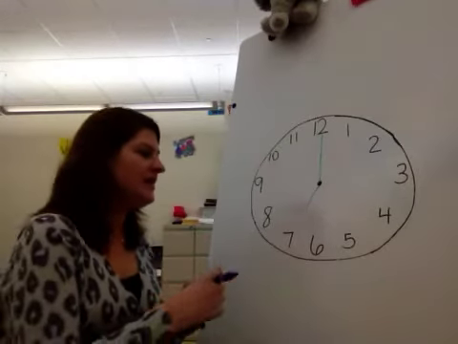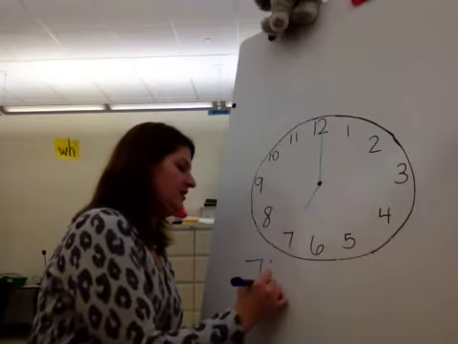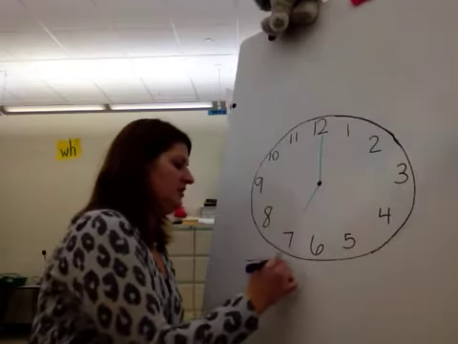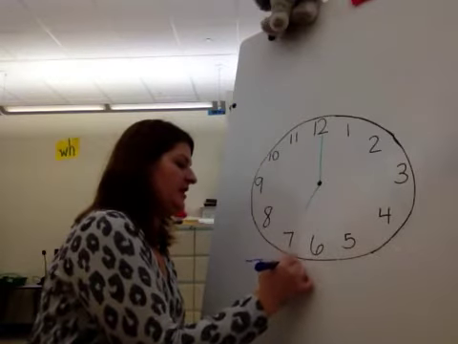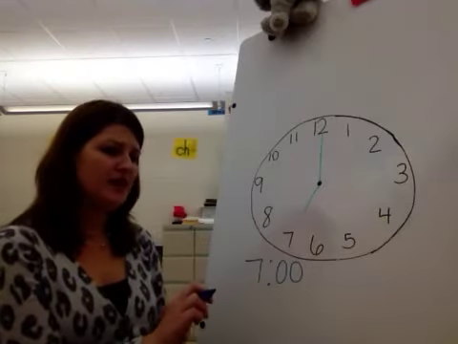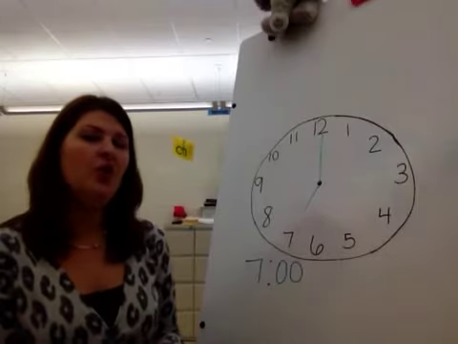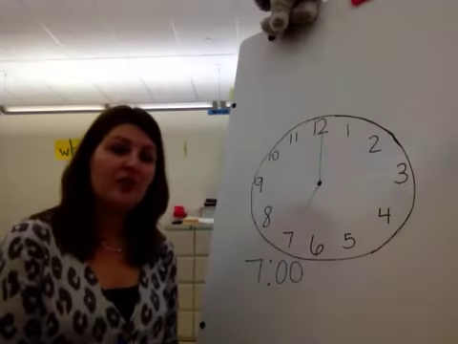If we're going to write that down, we're going to do 7. That's going to be your hours. Then the colon, and then our minutes. 7 o'clock. Now we're going to say she ate breakfast 1 hour later. We want to figure out what time she ate breakfast at.